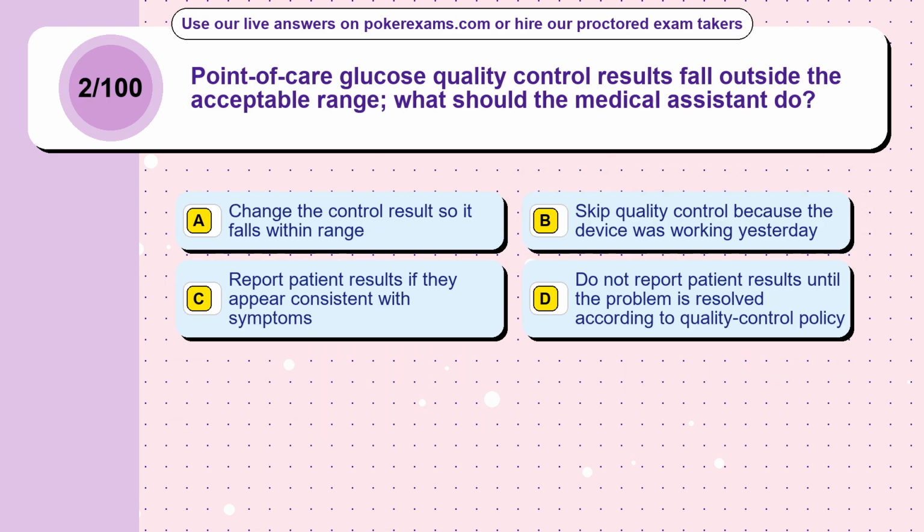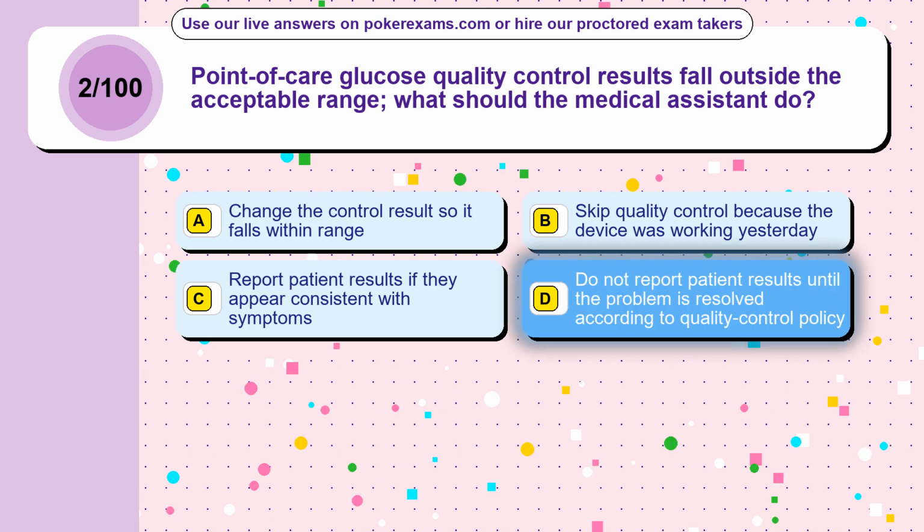Question 2. Point-of-care glucose quality control results fall outside the acceptable range. What should the medical assistant do? Option A. Change the control result so it falls within range. Option B. Skip quality control because the device was working yesterday. Option C. Report patient results if they appear consistent with symptoms. Option D. Do not report patient results until the problem is resolved according to quality control policy.